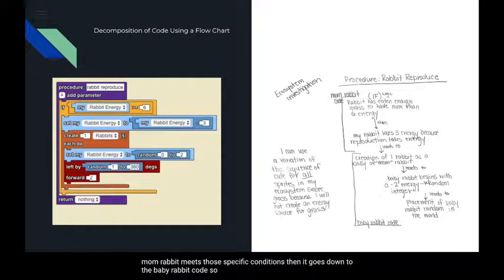So looking at the mom code, if the rabbit has eaten enough grass to have more than 6 energy, and those are values that have already been set within the code, then the rabbit is going to lose 3 energy, because we know that reproduction costs energy, costs any living thing energy. So after those 3 energy have been lost, a new baby rabbit is created.